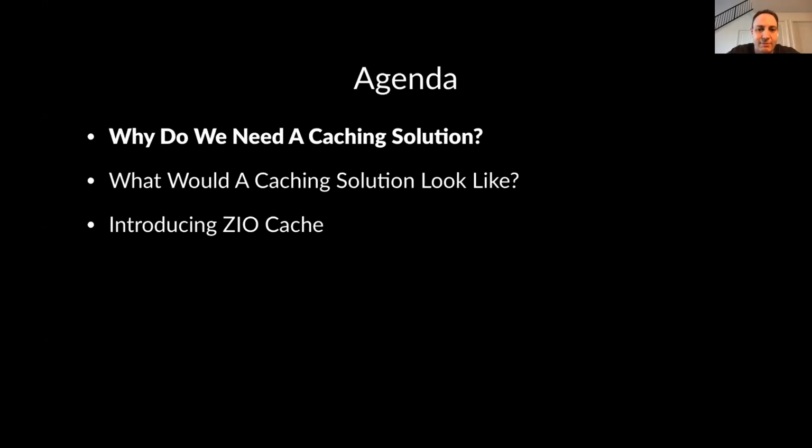Then once we establish what the problem is, we're going to talk a little bit about what an ideal caching solution for the ZIO ecosystem would look like. And that's going to lead us into talking about ZIO Cache, which is a new ZIO library that provides that kind of caching solution. And spoiler alert, it's going to look a lot similar to what we said that ideal solution would look like. So with that, let's dive in a little bit.